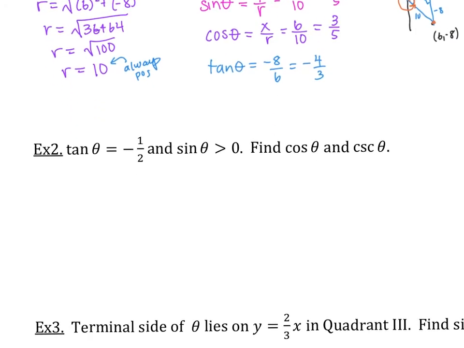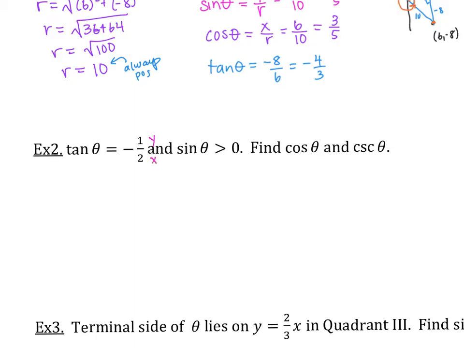Okay, so for example 2, it tells me that the tangent of theta is negative 1/2, and the sine of theta is greater than 0. It wants me to find the cosine of theta and the cosecant of theta. Okay, let me consider what I know so far. I know that tangent is y over x.